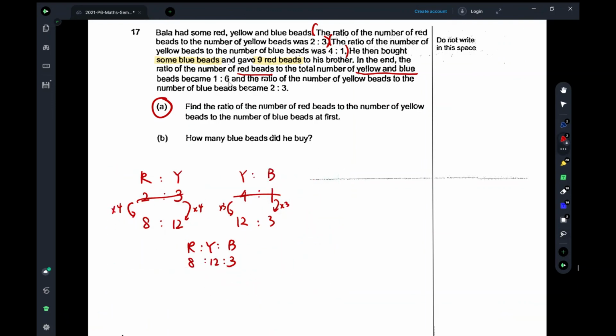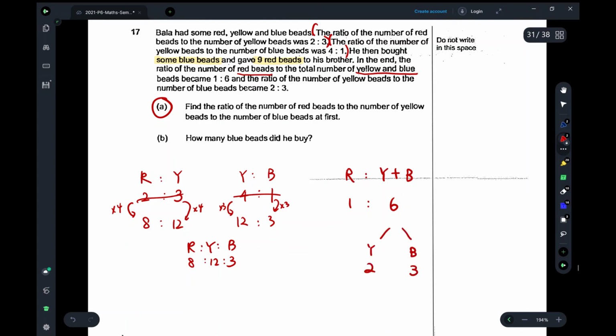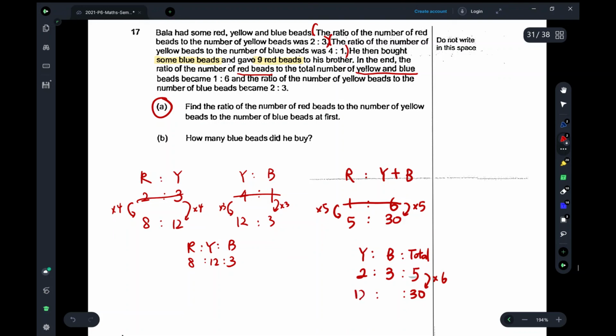Okay, so I have a new ratio here. Red is to yellow plus blue. That's 1:6. And the ratio of the yellow bits to blue bits is 2:3. That means I can split this up. Yellow is to blue, 2:3. Or if you don't want to branch it out, you can do it as yellow is to blue, 2:3. But the total should be the same as this, because it's yellow plus blue. Total here is a 5, there's a 6, which means I make them the same into 30. So this side times 5, this side times 5. Okay, this side must multiply by 6, 12, 18.